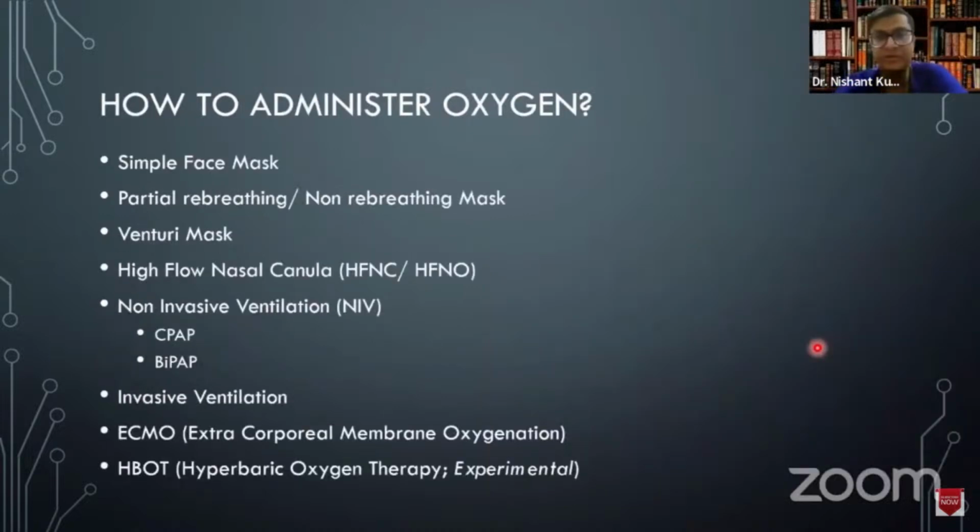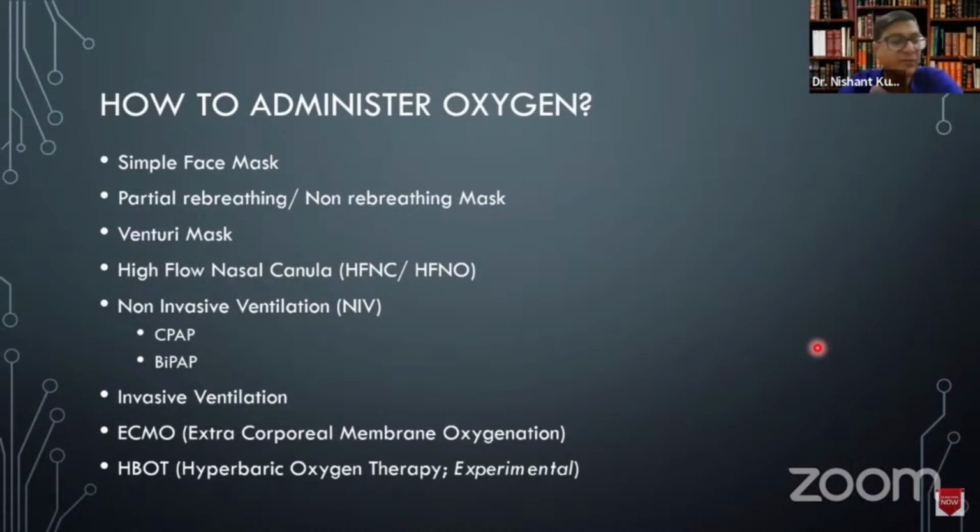So how to administer oxygen? Now we have got the oxygen in the wards in the area that we want to have. There are various devices now which can be connected to these flow meters and other devices. So we have the simple face mask, a partial rebreathing or a non-rebreathing mask, a Venturi mask, high flow nasal cannula or high flow nasal oxygenation, again made popular by COVID. Moving on to severe cases, non-invasive ventilation, that is BiPAP and CPAP machines. Finally, invasive ventilation, where we put the patient on a ventilator.